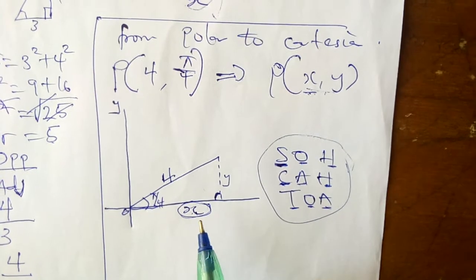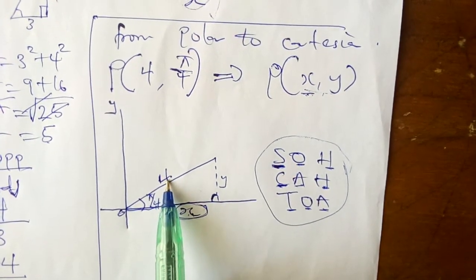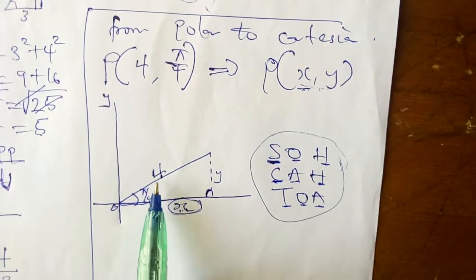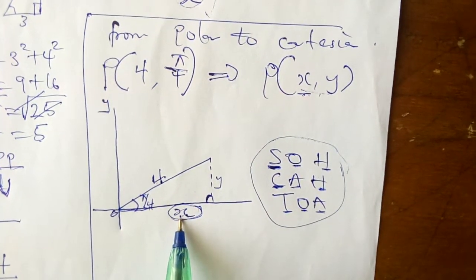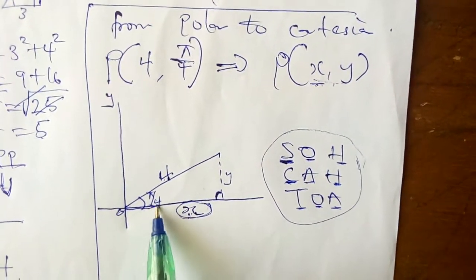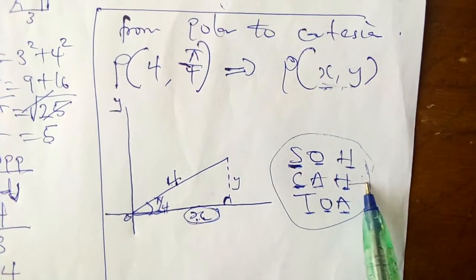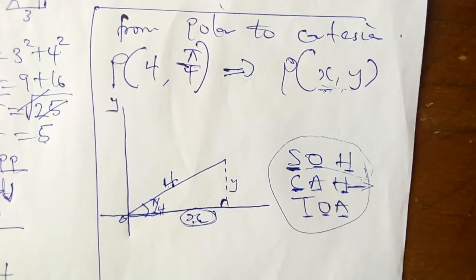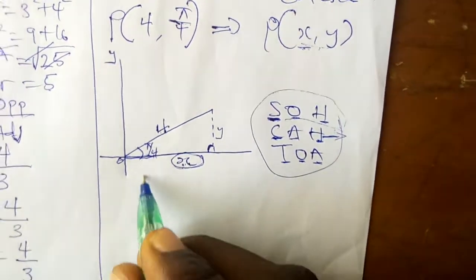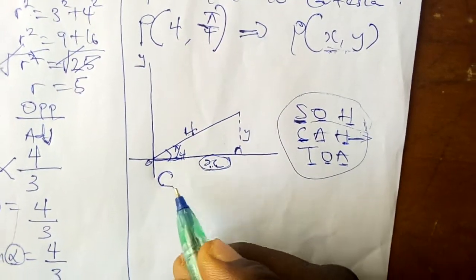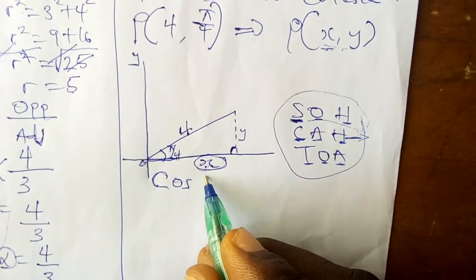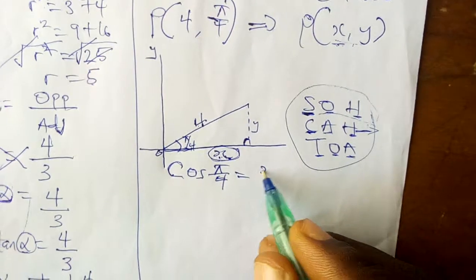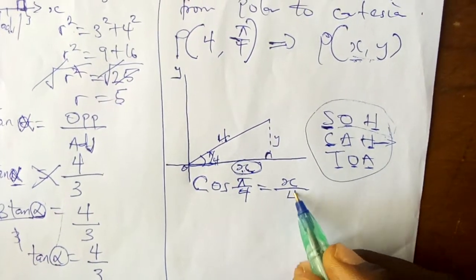Now looking at this, I have my hypotenuse, and this is my adjacent if I'm using this angle. I have the hypotenuse, the adjacent I'm looking for, and this angle. So we can see that this is the preferred angle I will use. Now how would I do that? That means we have cos pi over 4 to be equal to adjacent, which is my x, over my hypotenuse, which is 4.